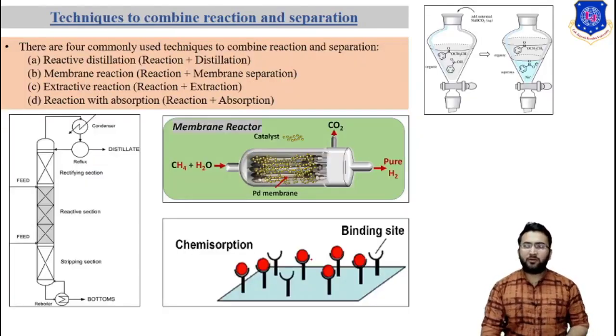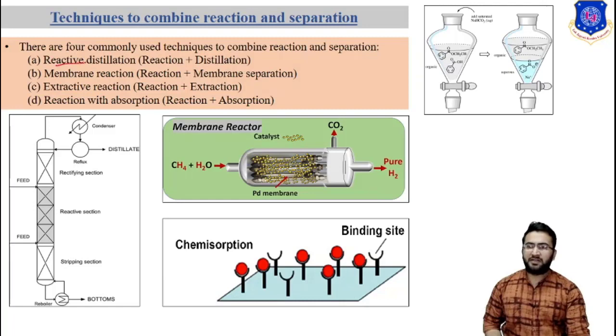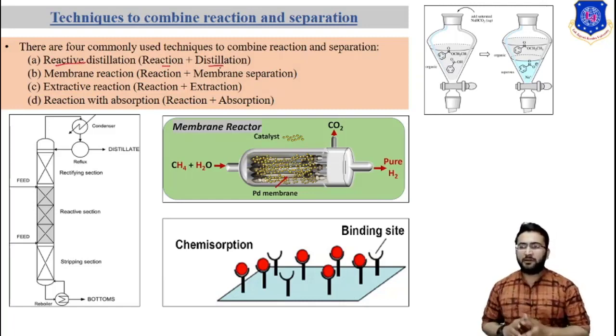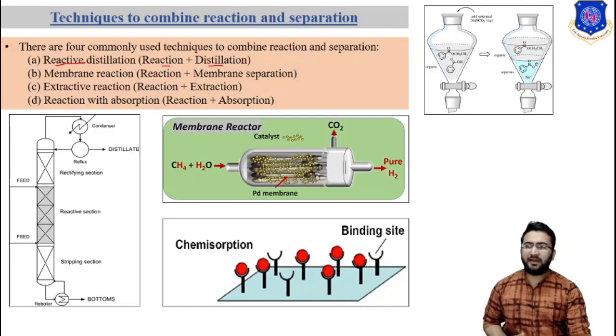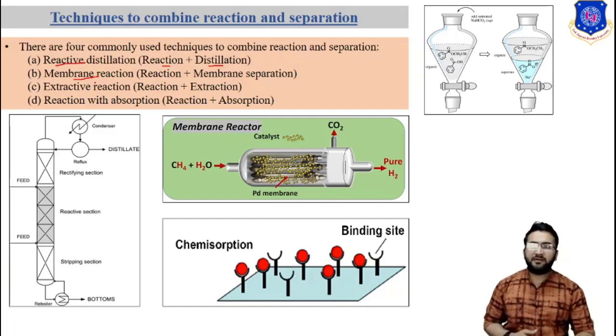Now let's talk about the various techniques used to carry out reaction and separation in one vessel. There are mainly four ways to carry out reaction and separation in one vessel. First is reactive distillation, where reaction and distillation occur in one vessel. Second is the membrane reactor, in which reaction and membrane separation occur in one vessel.